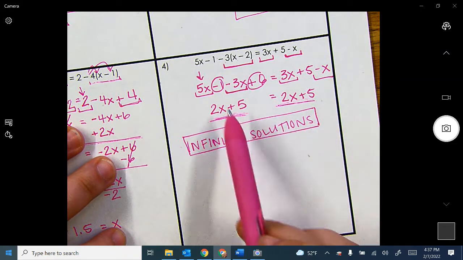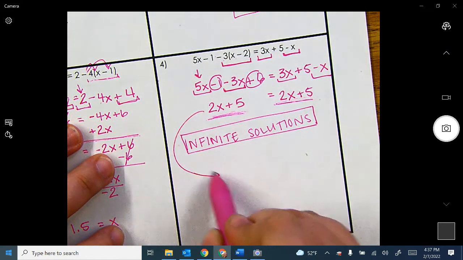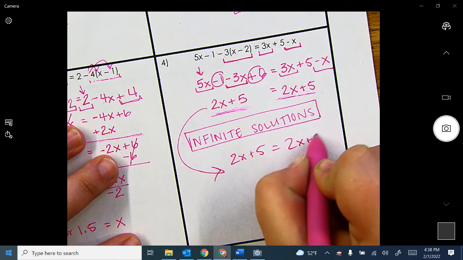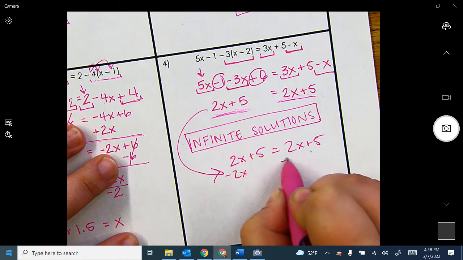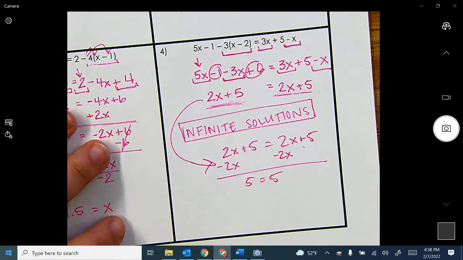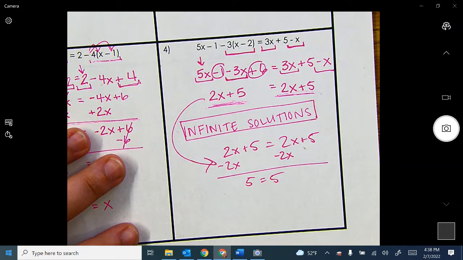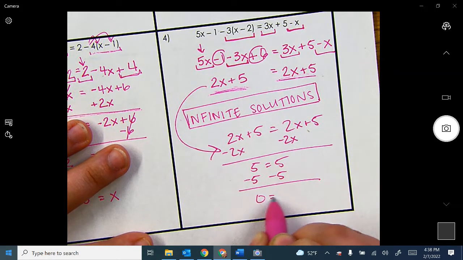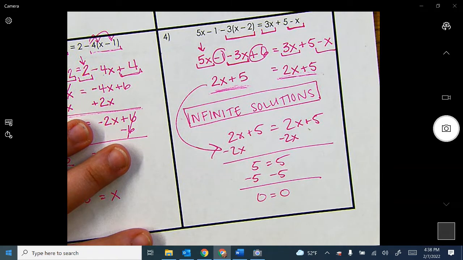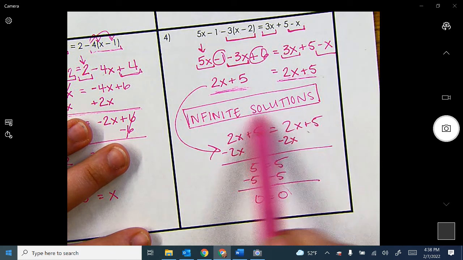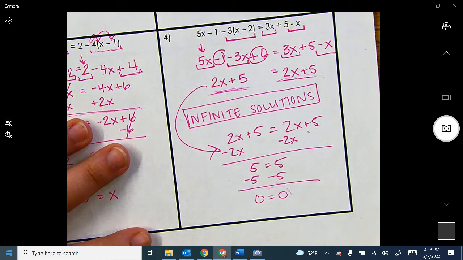Okay, if I wanted to continue this, I could. So I'll just continue it down here. I have 2x plus 5 equals 2x plus 5. I could take away 2 x's from both sides. Then I would have 5 equals 5. Now, is there ever a case where 5 does not equal 5? No, right? I could also take away 5 from both sides. Now I have nothing left on either side. So whenever you get to a case like this, it is always infinite solutions because it does not matter what I put in for x, it will always be true.